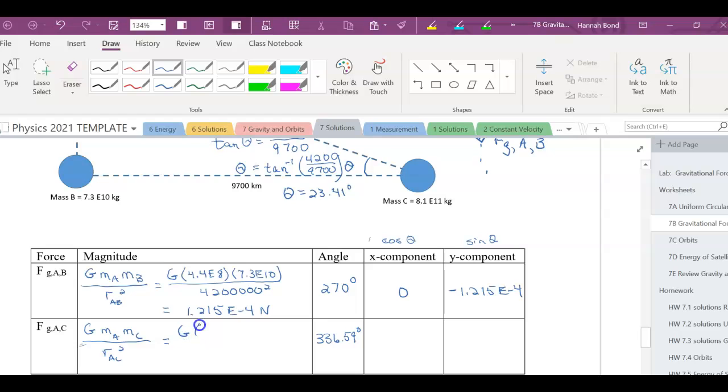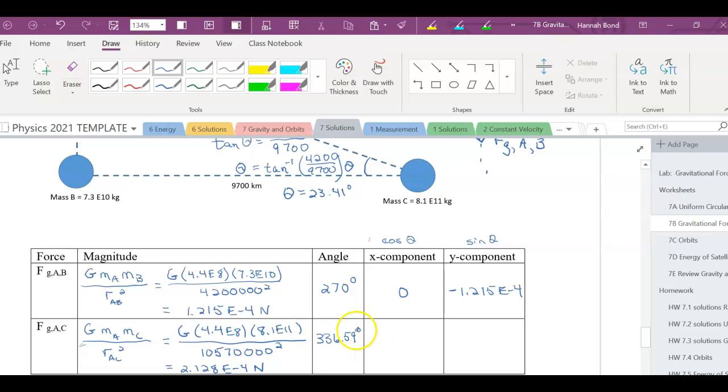Okay, so the mass of A is still 4.4 e to the 8th. The mass of C is 8.1 e to the 11th. And then this distance is 10,570. That's kilometers, so I multiply by 1,000 to get it in meters. And let's see what this is. And I get 2.128 times 10 to the negative 4th newtons.